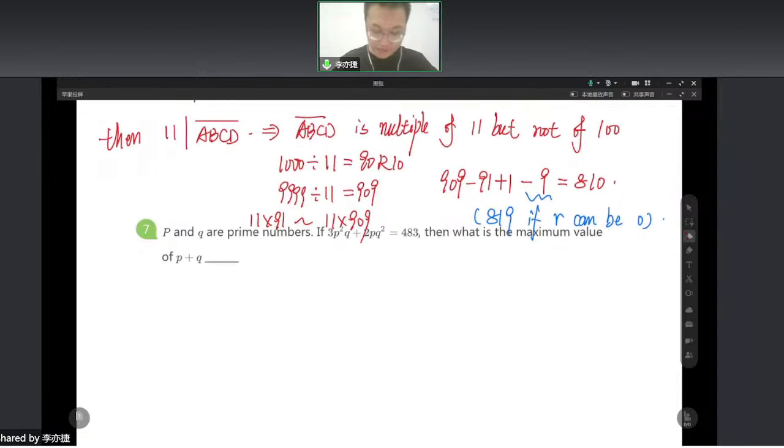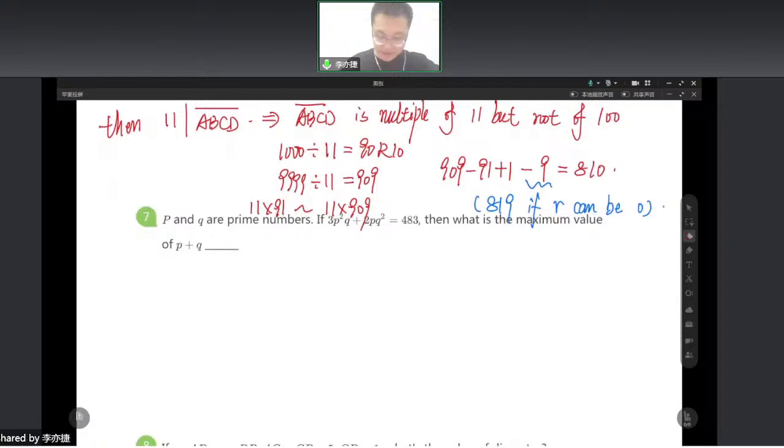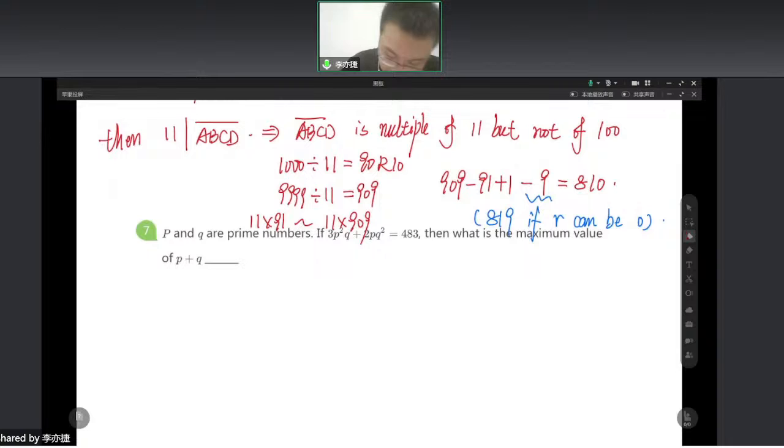And then for question 7, we just find that this is 3p squared q plus 2pq squared. So we have a pq here, right? Yeah, it's pq here, which means we can take the pq out. So pq times (3p plus 2q) equals 4a3. So we just do the prime factorization.